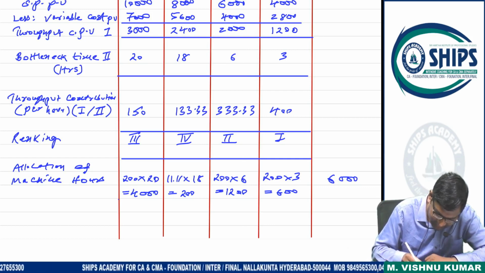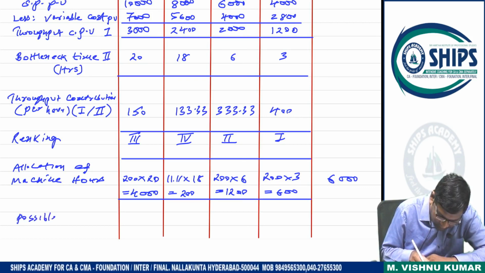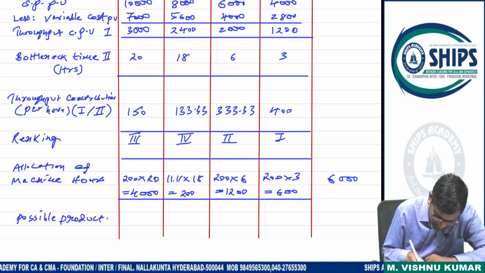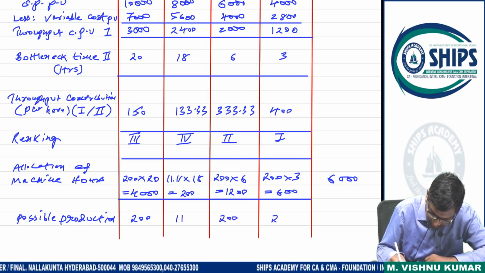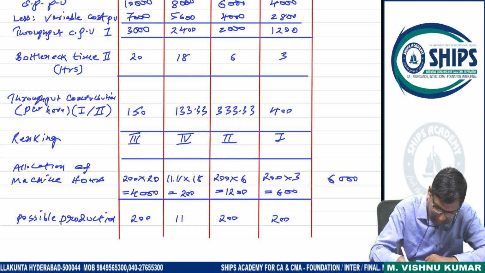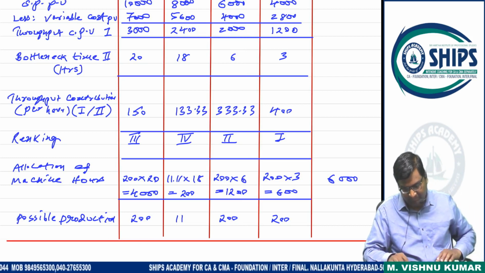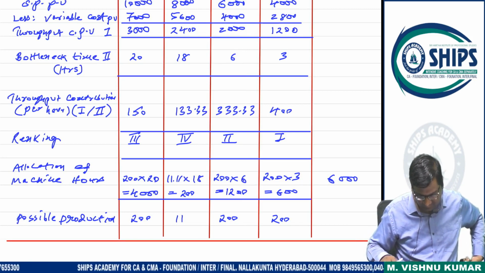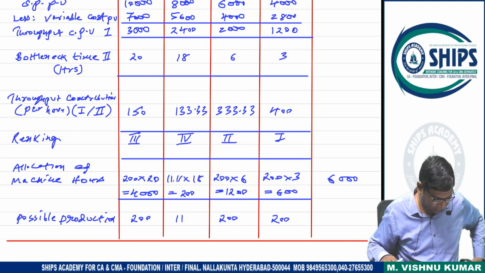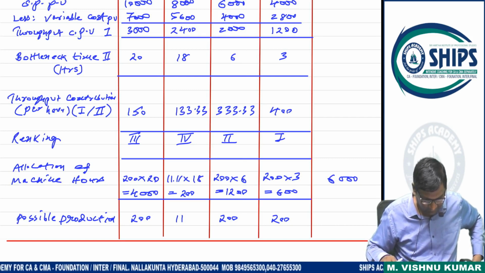So this is used. Ultimately, possible production is how much? This we can produce 200. This we can produce 11 only. This we can produce 200. This we can produce 200. You'll note this first. This is the possible production.